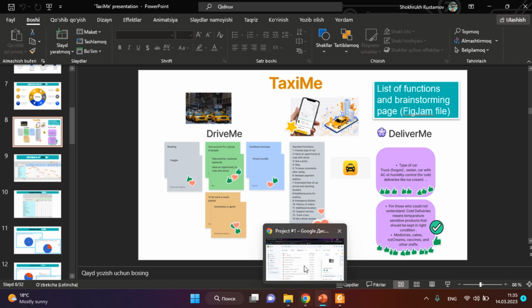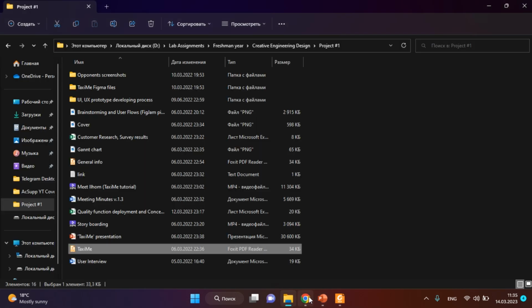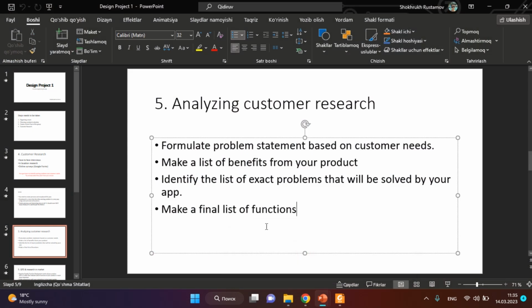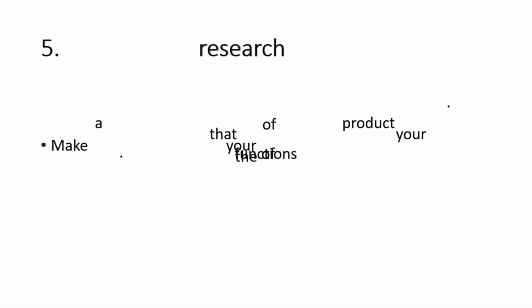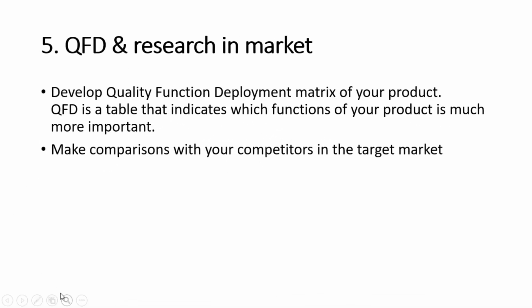Okay, so let me go through again. We made a list of functions, and now we have the final list of functions. So it comes to quality function deployment, and researching the market. So develop a quality function deployment matrix of your product.